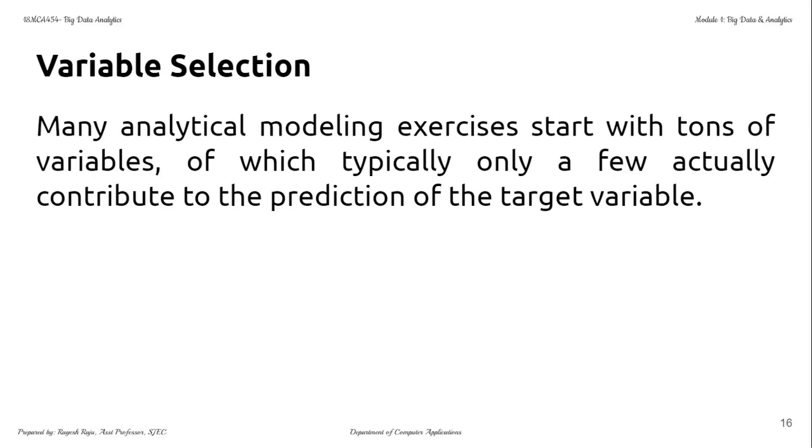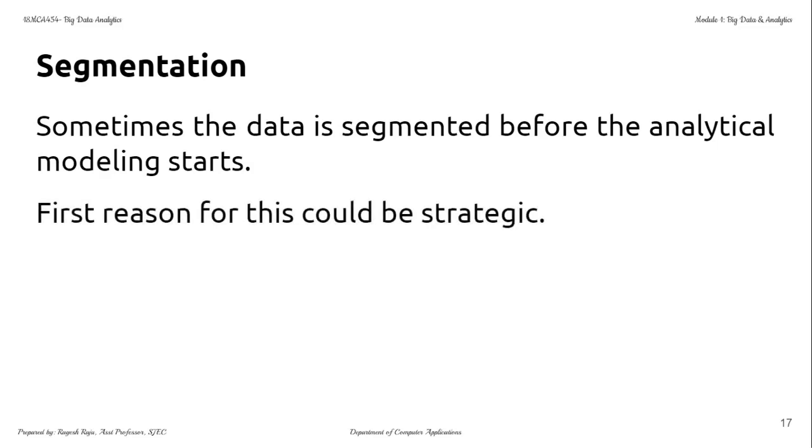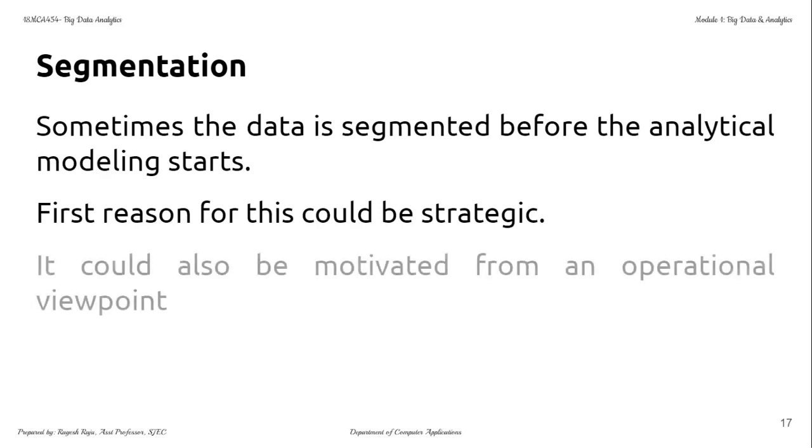The last set of operation we do is called segmentation. Most of the time, segmentation is done well before the analytical modeling starts. There may be multiple reasons for segmentation. The first reason may be that it could be strategic. For example, a banking organization might adopt some special strategies for a specific set of customers. So segmentation can be done because of a strategic reason, or it can be because of an operational viewpoint.